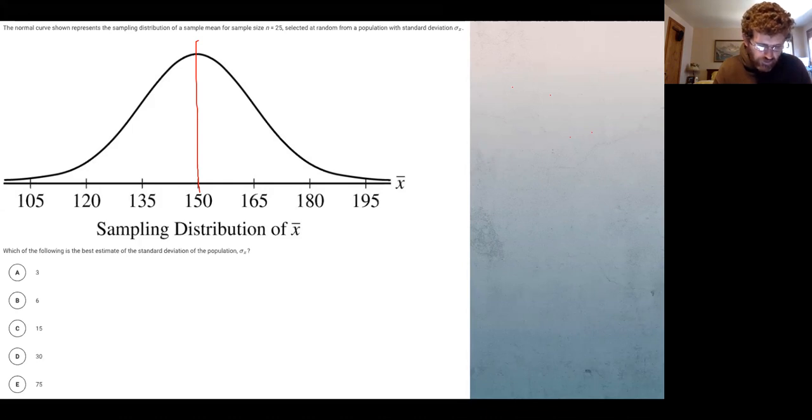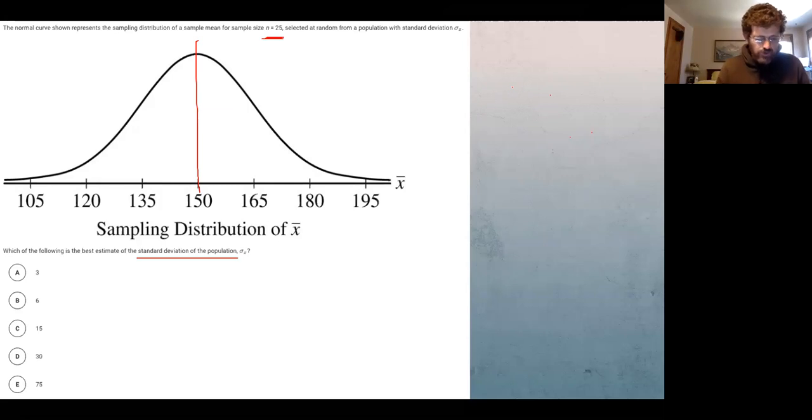So I need to make sure that I'm looking at this right. We've got a sample size of 25. So we want, which is the best estimate of the standard deviation of the population? They're not asking for the standard deviation of the sampling distribution.